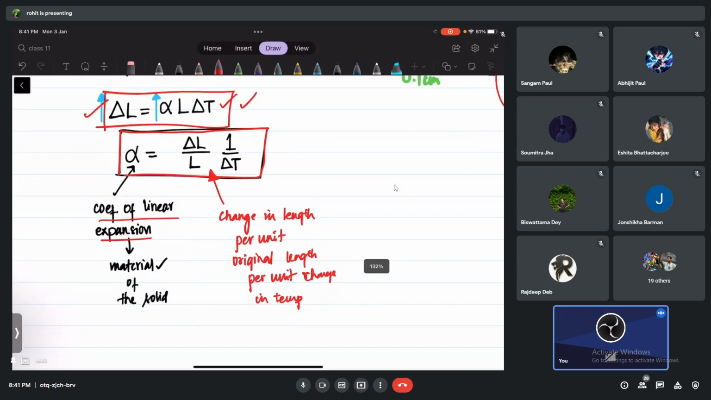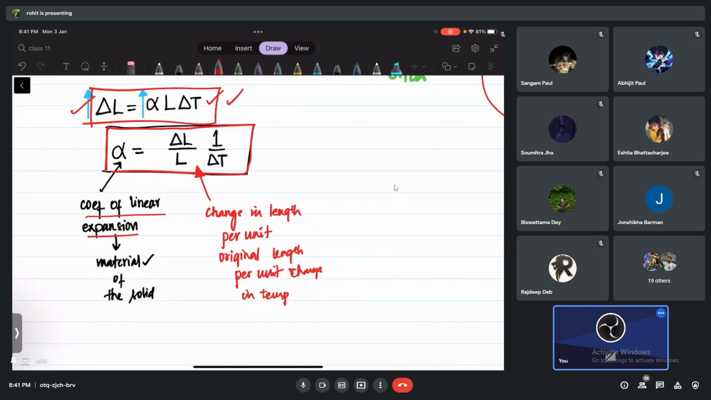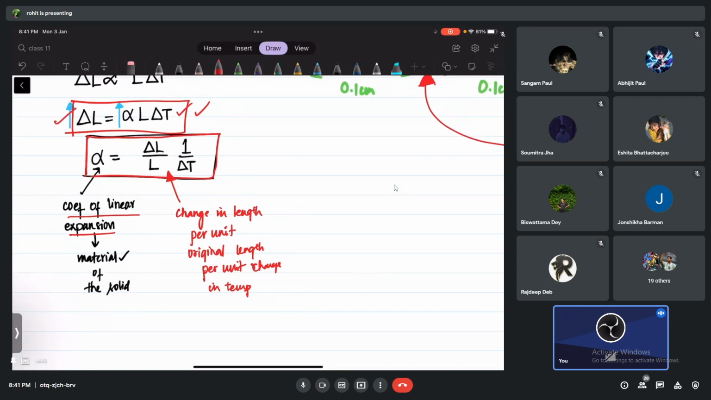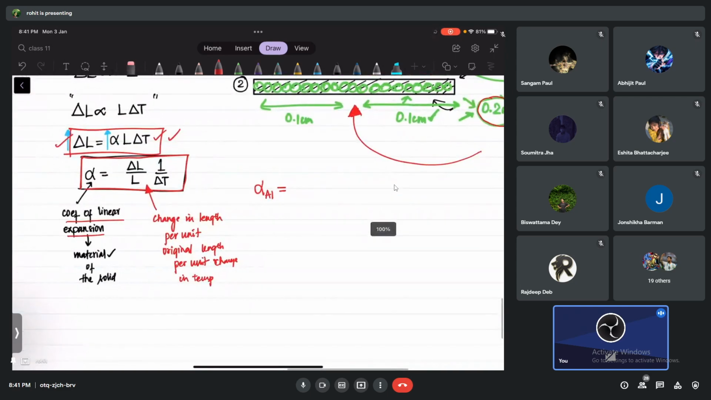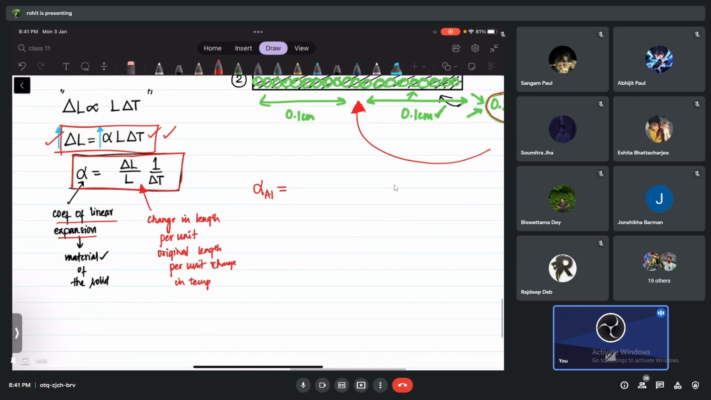So let me bring that number for you, and let me tell you exactly what it is. Let me write alpha for aluminum, Al. Try to understand this. The number I wrote earlier was for gamma, not for alpha. Now I'm going to write for alpha: 2.5 into 10 to the power minus 5 per Kelvin. I will tell you what it means.